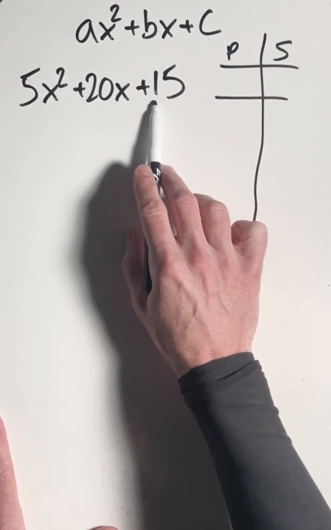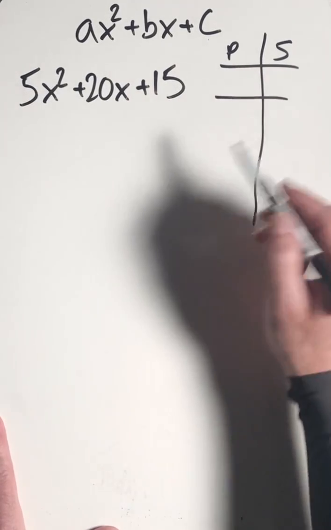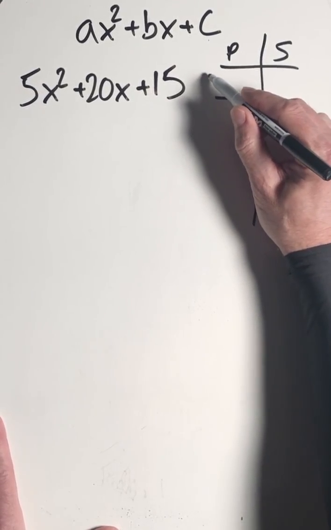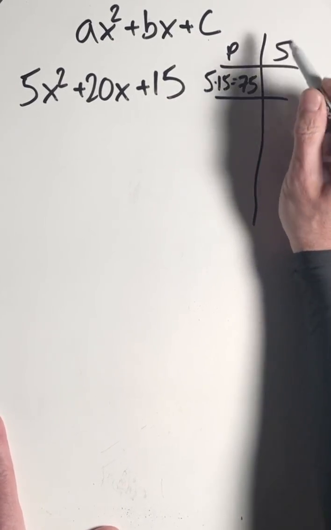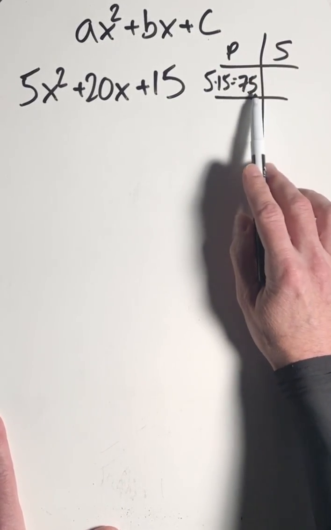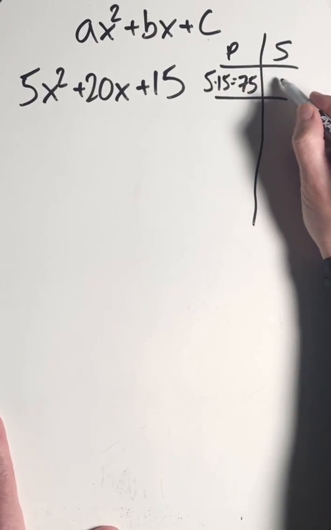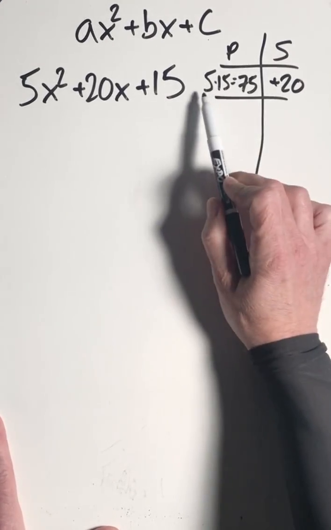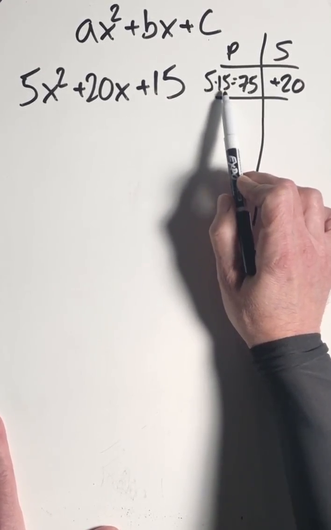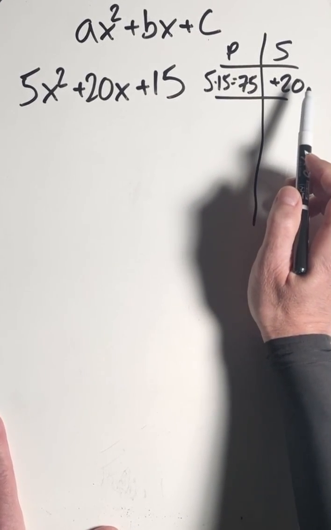Well, 5 times 10 is 50. 5 times 5 is 25. 50 plus 25 is 75. So we have 5 times 15, which equals 75. So we're looking for two numbers that multiply to 75 and add to positive 20. I can note right away that 5 and 15 are those two numbers that multiply to 75 and add to 20.